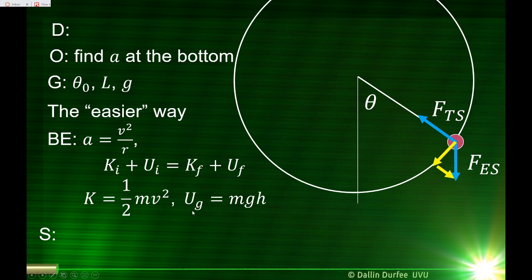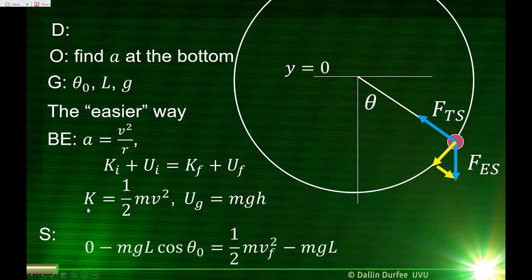So for our symbolic solution, we have to choose where y is equal to 0 to plug in our potential energy due to gravity. And I think the problem works easiest if we let y equal 0 right at the pivot, so that our y is always going to be negative. Okay, so initially, when we start swinging, our kinetic energy is 0, and our potential energy is negative mgL cosine of theta naught. It's how far below y equals 0 we are, which is going to be L times cosine of theta.